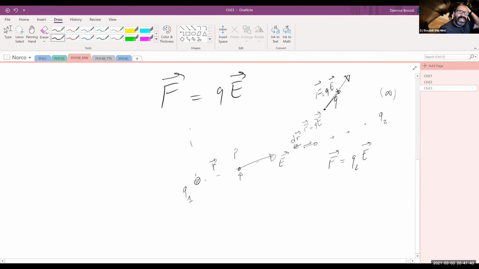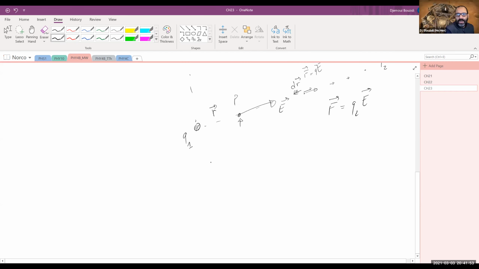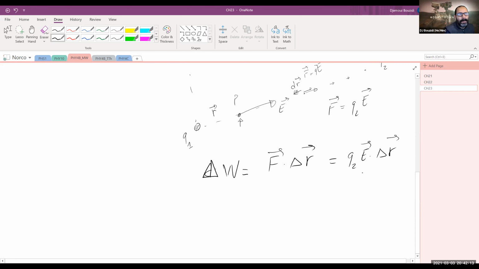And I want to know how much work is required for me to assemble these two charges. Obviously, if you're interested in work, work is just a dot product of these two vectors. So the work for a small displacement, delta W, is going to be just the force times displacement, which is delta R. And these two vectors are opposite to one another, of course, and they're equal to Q2 times E times delta R. Okay? E for this charge, if you guys remember, is equal to 1 over 4 pi epsilon naught times the charge Q divided by the distance squared times the R hat vector. So this is basically the electric field E.